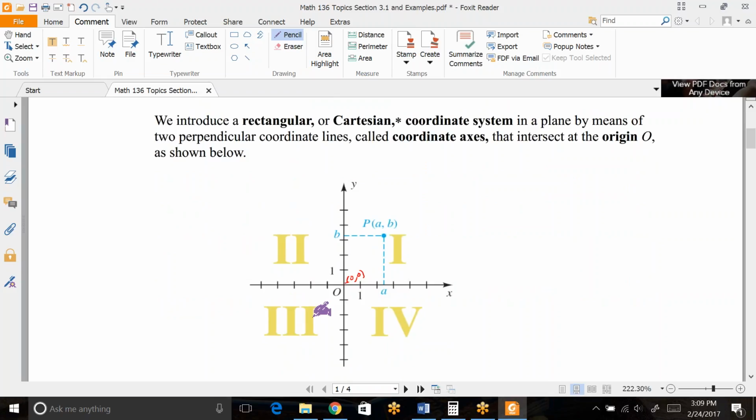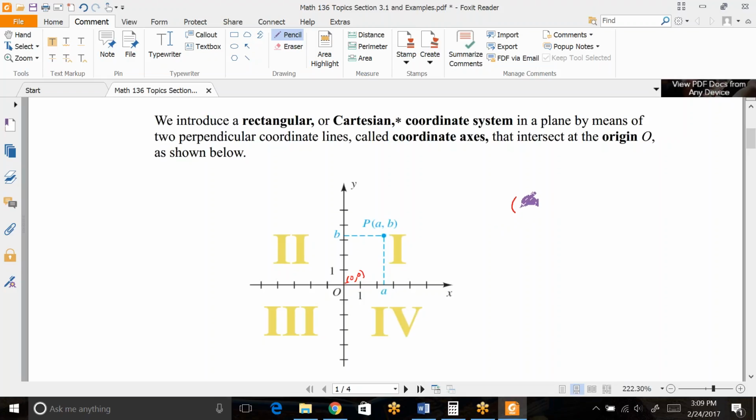Now when I think of plotting a point, I think of Battleship essentially, or reading an atlas. You have a position on the x-axis, and you have a position on the y-axis, and you're trying to figure out where they would intersect. So it's like a set of directions.